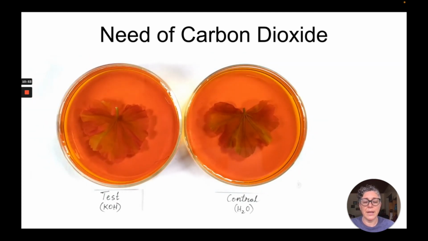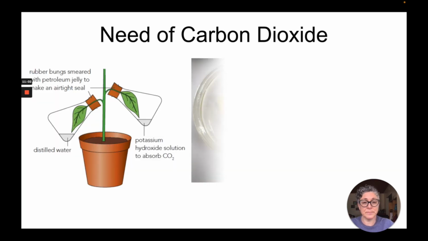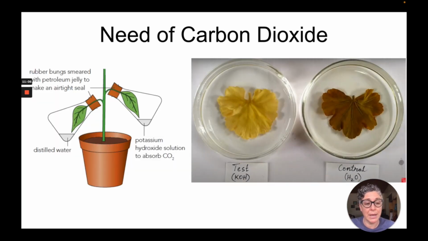So as we look at the leaves, we can see that the control, the one with the water, is turning blue-black, and our test with the potassium hydroxide did not turn blue-black. So as we look at these results, we see that starch was produced in the control and starch was not produced in the test. Carbon dioxide was removed from that particular plant, and so therefore photosynthesis could not happen.